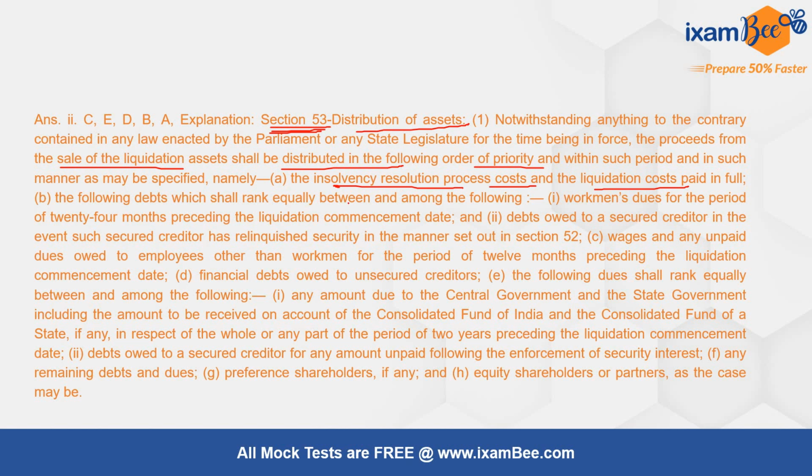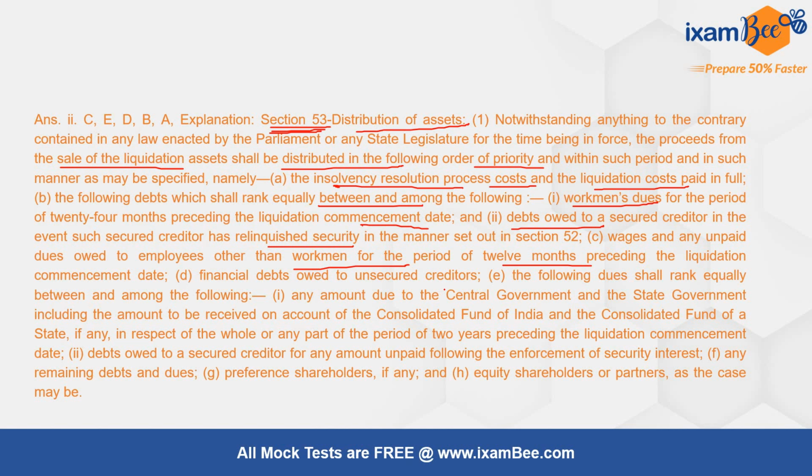Then those debts which are ranking equally between and among, between whom these debts are ranking equally. So workmen's dues for the period of 12 months preceding the liquidation commencement date, debts owed to the secured creditor in the event such creditor has relinquished security, then wages and any unpaid dues which have been owed to employees other than workmen for the period of 12 months preceding the liquidation commencement date. So this is the whole hierarchy, the order of priority, in which the proceeds will be distributed.